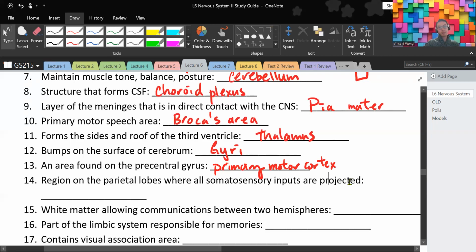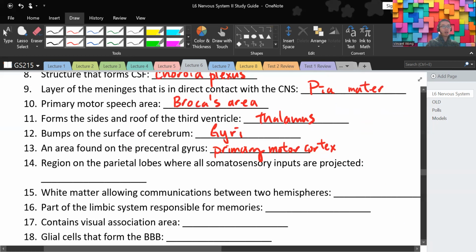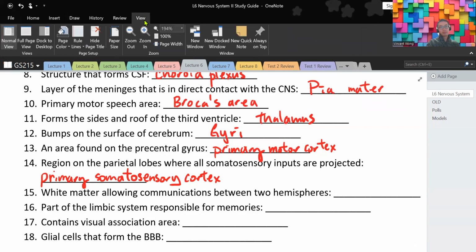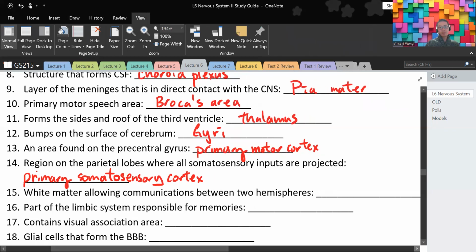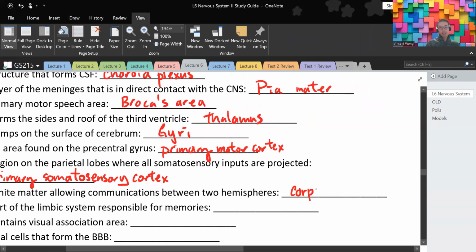Allows voluntary movement. Region on the parietal lobes where all somatosensory inputs are projected. That would be the primary somatosensory cortex. White matter allowing communication between the two hemispheres. That is the corpus callosum.